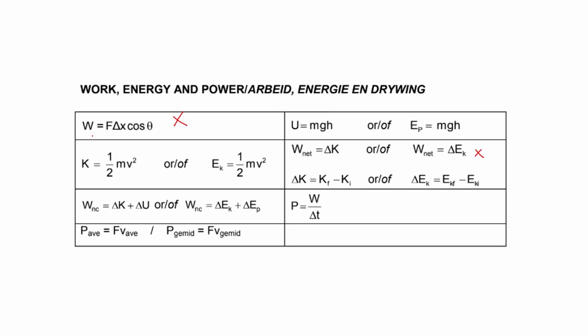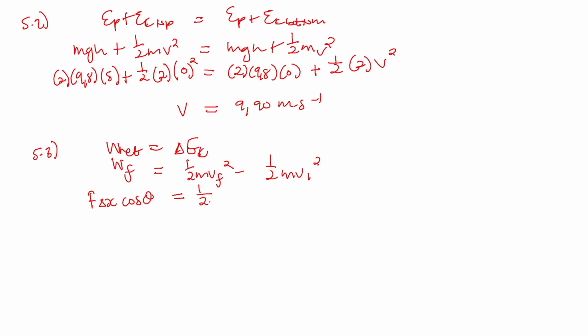Right here, guys, W will be frictional force, distance, cos of theta. And because it's the same block, we can just simplify this formula as well. And now we can start substituting. So this is what we want, right?